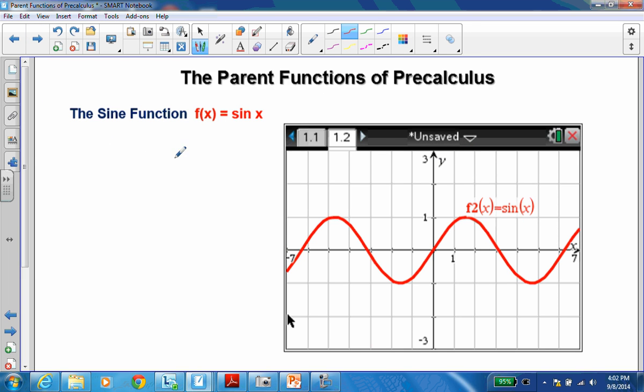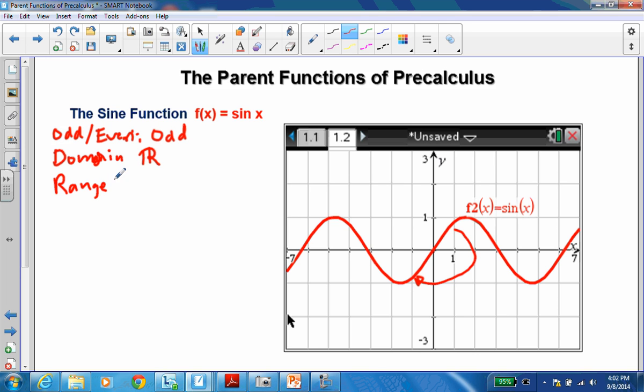Next, the sine function. Odd or even? Whoever said odd was right, because this function reflects rotationally. Now, as far as domain, what's our domain? Our domain is going to be all real numbers. What about our range? Right.